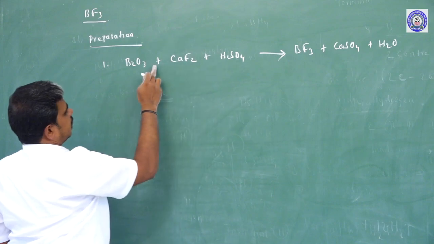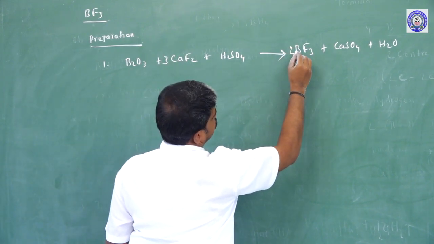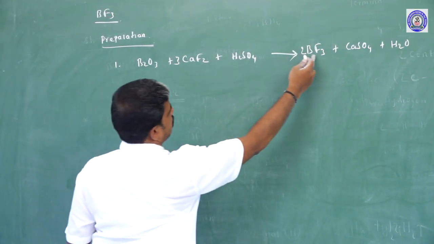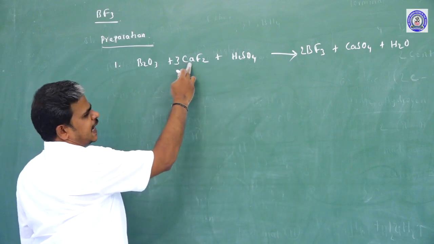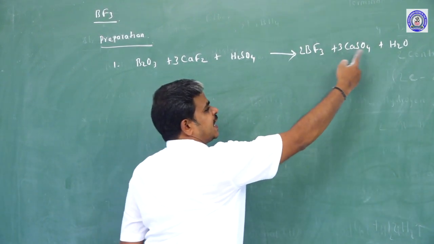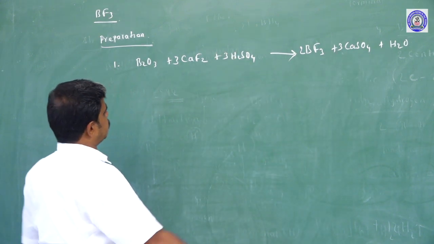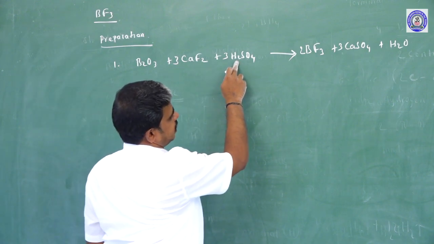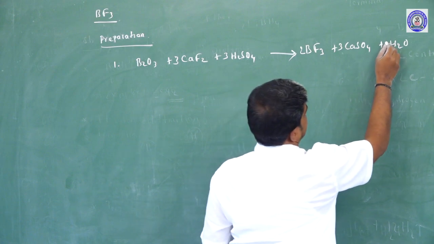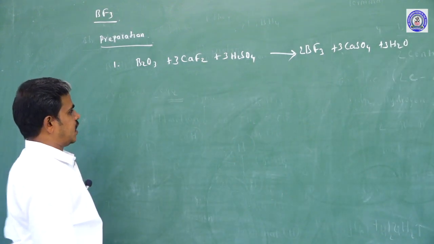Now there are 3 fluorine and 2 fluorine, so oppositely it is 3 and 2. So fluorine is balanced and also boron is balanced. Now 3 calcium, so it is 3 calcium. 3 sulfate ions, so 3 sulfate ions. Now hydrogen is 6 hydrogen and 3 oxygen. So this is the first method of preparation.